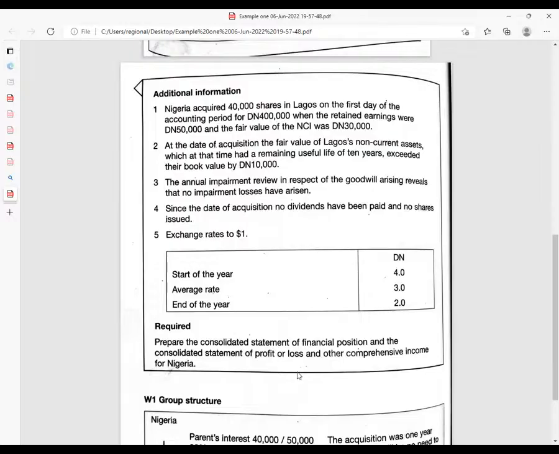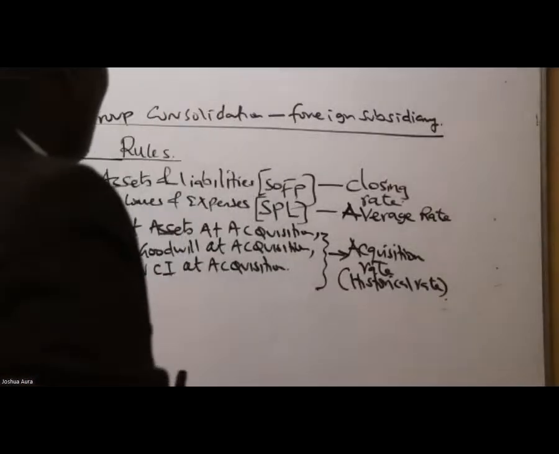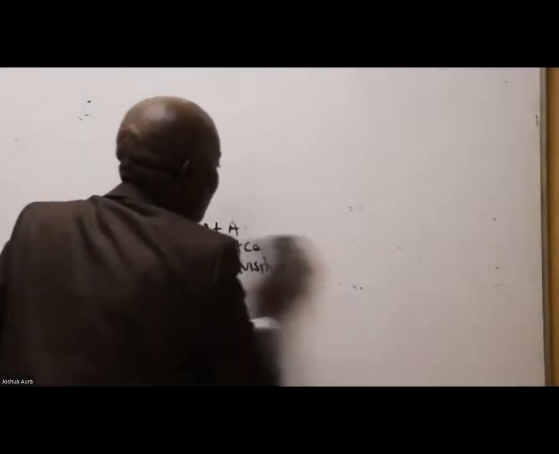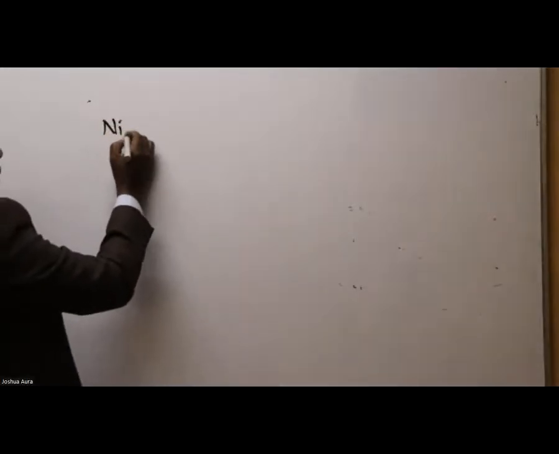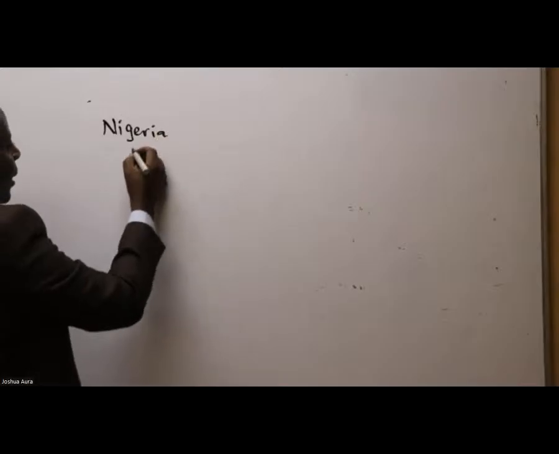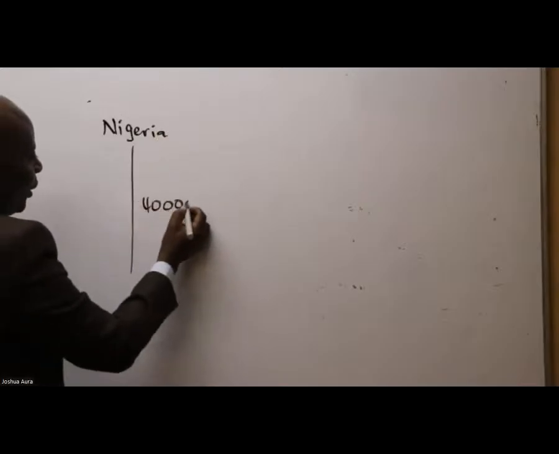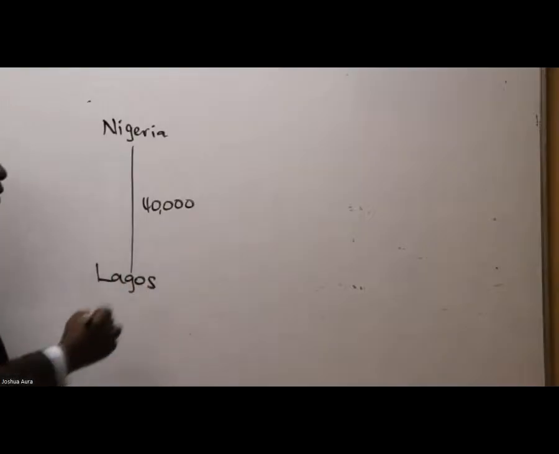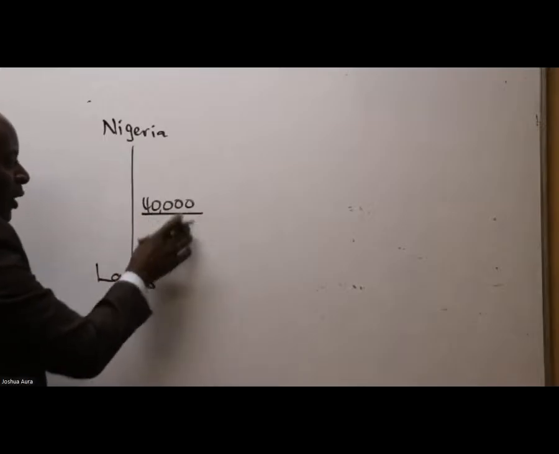We start with the group structure. Nigeria acquired how many shares? 40,000 shares in Lagos. So Nigeria, a company called Nigeria, acquired 40,000 shares of a small company called Lagos. I'm interested in knowing the percentage of this investment.